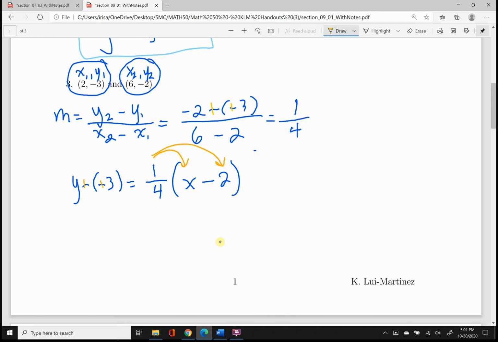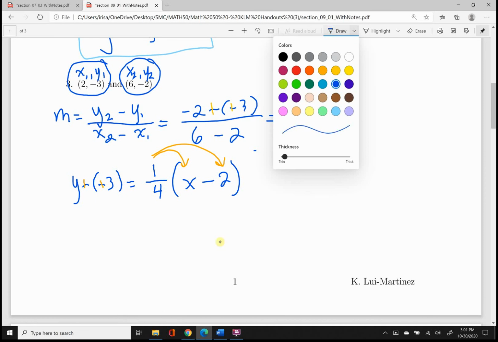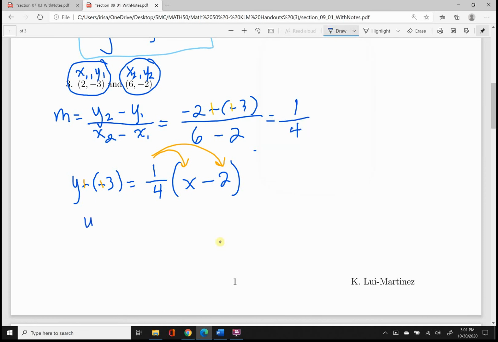We're going to also change the signage there because we're subtracting by a negative. And then we get y plus 3 equals 1/4 x minus, now what's 2 times 1/4? Well, that'll be 2/4, which reduces to 1/2, okay? We're going to subtract 3 from both sides, and that'll leave us with y equals 1/4 x minus 3.5. Or you can call it 7/2, right?